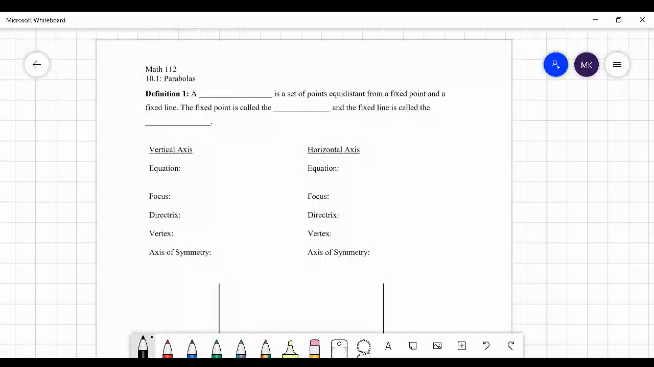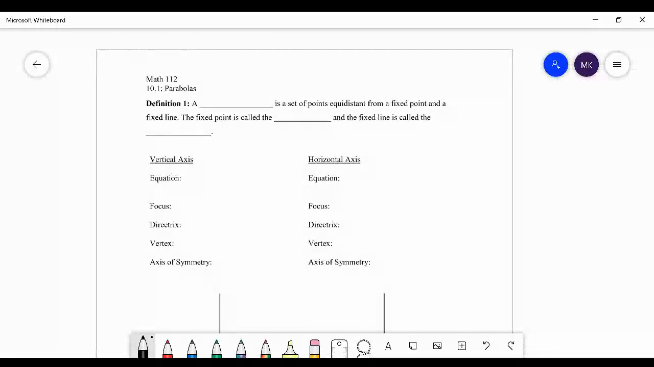And so what we want to do is build up some vocabulary to help us talk about different aspects and features of a parabola. A parabola still has a vertex and an axis of symmetry. We're going to talk about some other things. A focus and a directrix are two terms that we're going to bring up here. So let's first get this first definition.